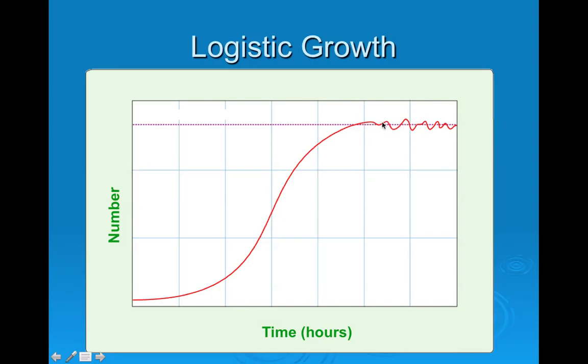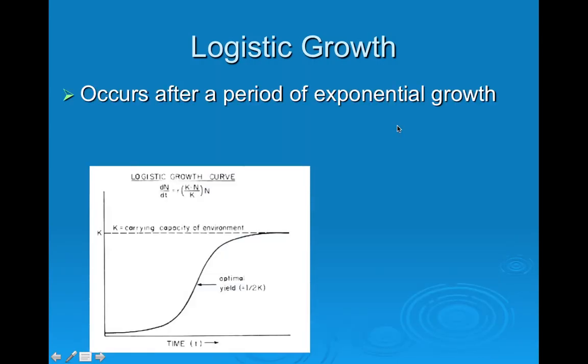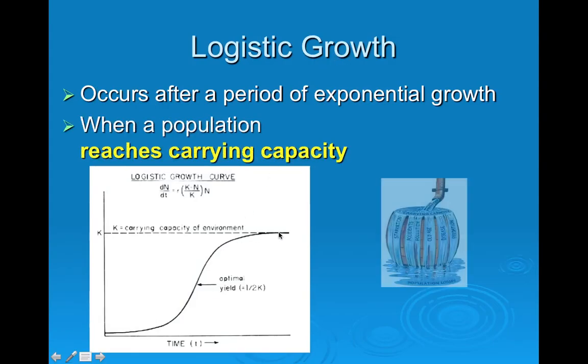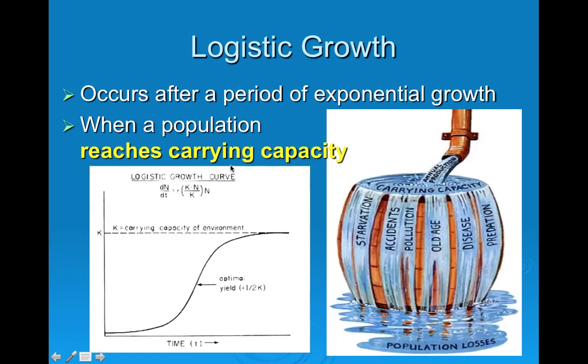But you'll have year-to-year swings that cause these up and down patterns right here, but there is a certain number where they all basically stay. And this is going to be called the carrying capacity. So with logistic growth, after exponential growth, you're going to have that leveling off. And this is called the carrying capacity. It's the number of organisms that an environment can support.